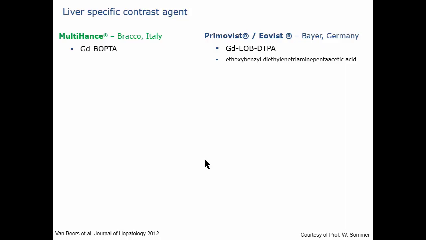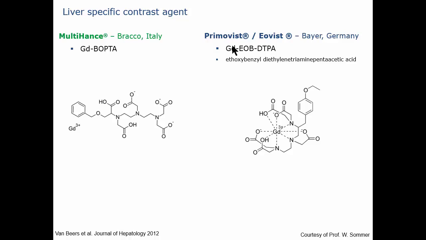So coming from the kidney, we will go into the liver, and the liver has some interesting aspects. First, we have liver-specific contrast agents. So there are 2 contrast agents on the market. One is gadoxetic acid, gadolinium, which goes under the name of Multihance. The other one is Primovist, Eovist, which is gadolinium EOB, a very long name. I will just shorten it to EOB. And one is a linear contrast agent, and the other one is a cyclic contrast agent.